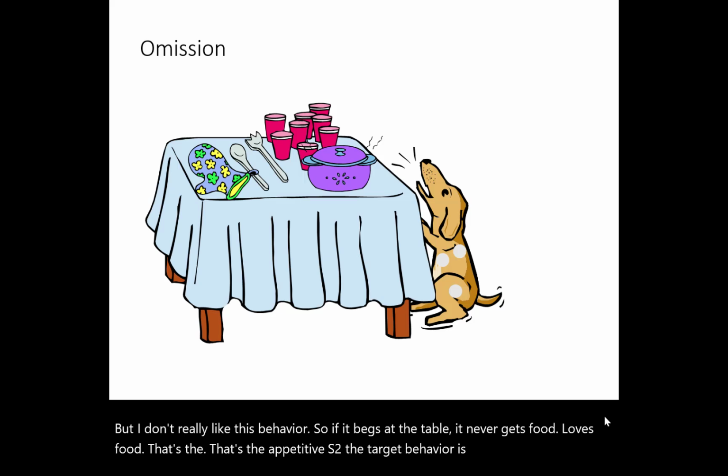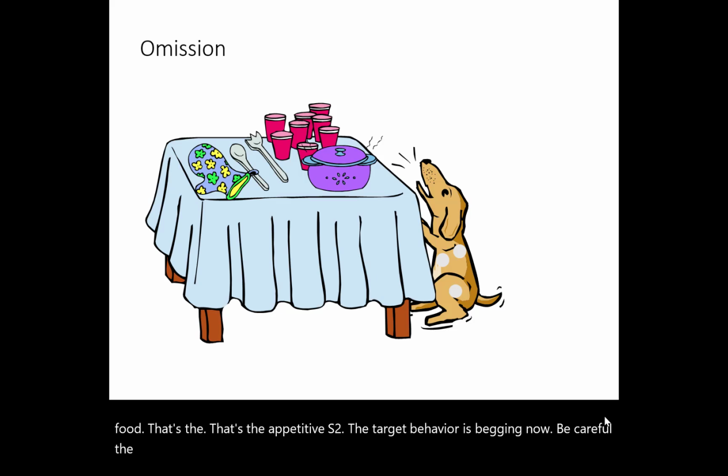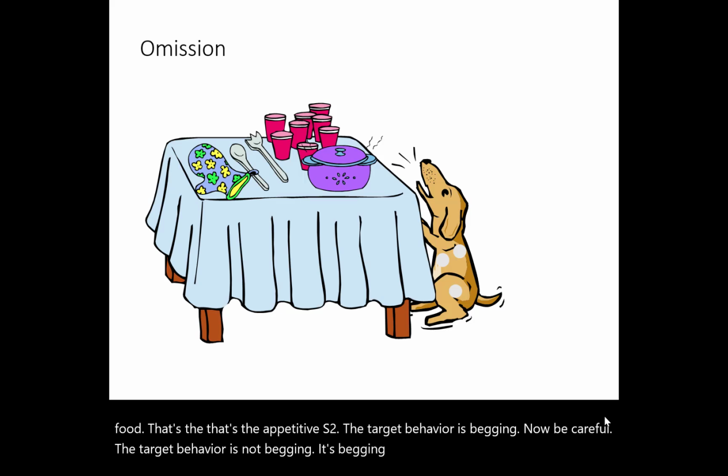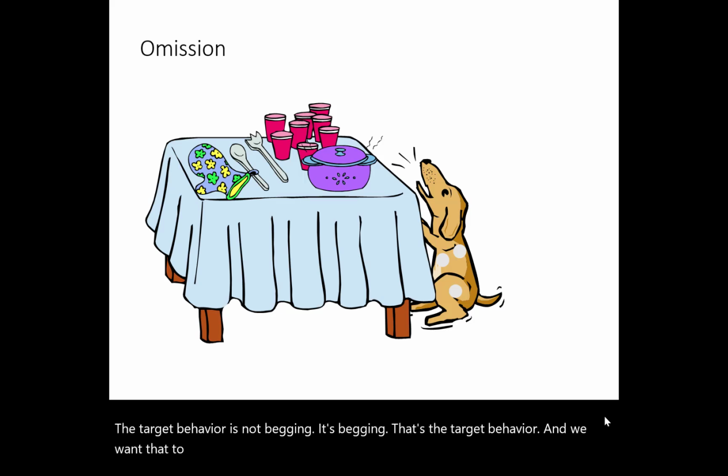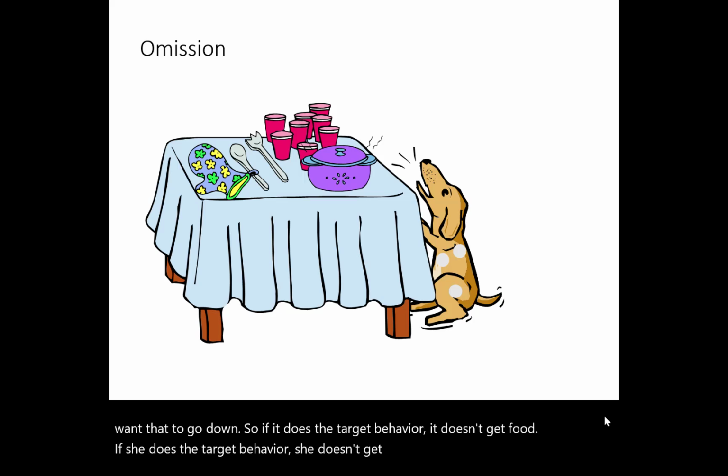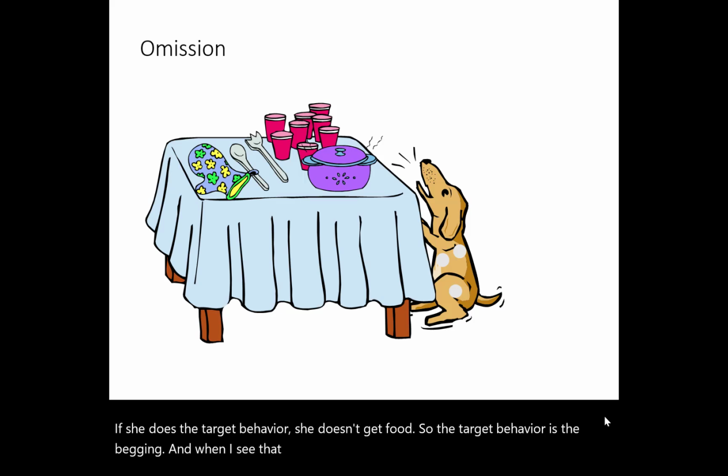Now be careful. The target behavior is not not begging. It's begging. That's the target behavior, and we want that to go down. So if it does the target behavior, it doesn't get food. If she does the target behavior, she doesn't get food. So the target behavior is the begging, and when I see that behavior, the appetitive S2 isn't getting it.